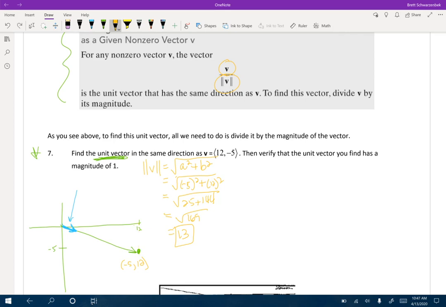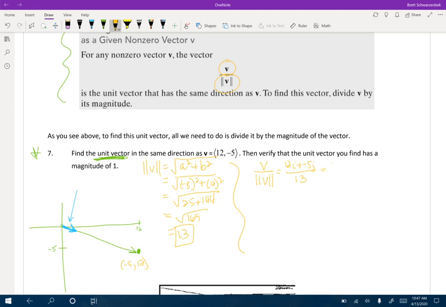So this is a magnitude of 13. What is this formula asking me to do? It's asking me to do v over the magnitude of v. This is our unit vector. Well, what is v? v is 12i plus -5j. What is the magnitude? It's 13. It is kind of weird, but look, it actually created an equation.